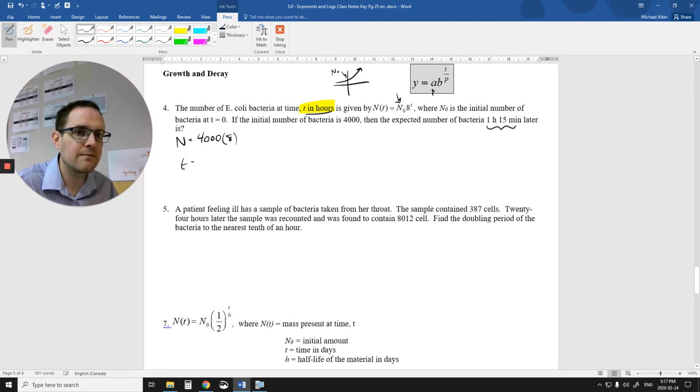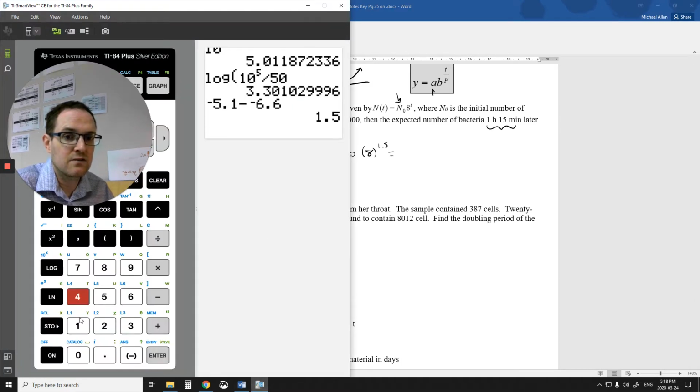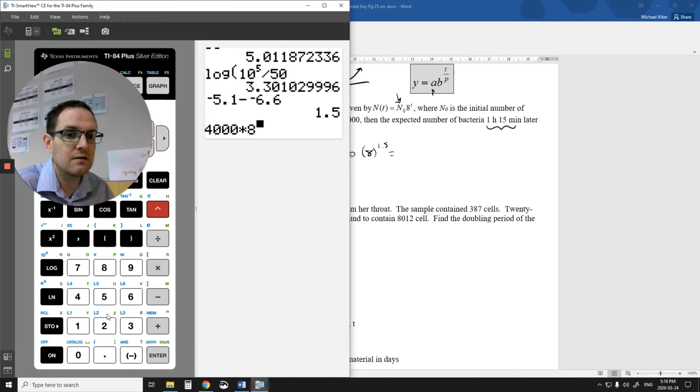So time is 1 hour plus a quarter of an hour, which is 15 divided by 60. So this is 1.25 hours. So that's going to be my time that I'm going to put up in this part here. So n is equal to 4,000 times 8 to 1.25. Punch in your calculator, we get a number. So 4,000 times 8 to the power of 1.25.